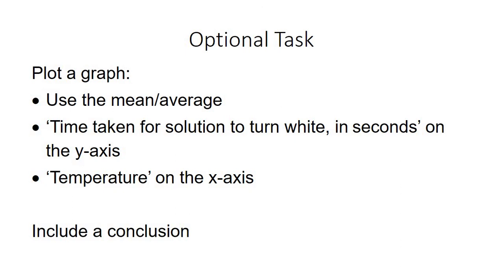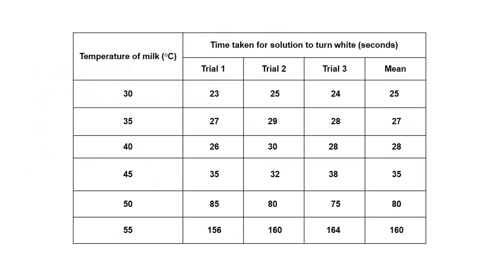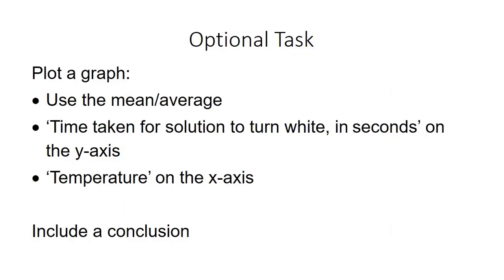So as an optional task, I'd like you to use the mean average time taken for the solution to change on the y-axis in seconds and temperature on the x-axis. We always have our independent variable on the bottom axis. Okay, so as an optional task, you can plot the data here, the mean time taken for the solution to change against temperature. You start to think now about the biology behind this.